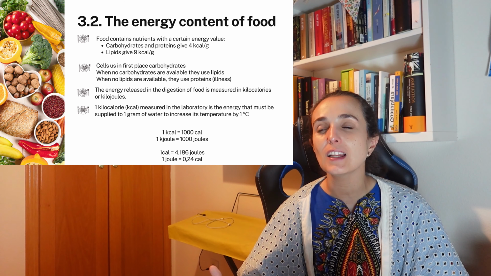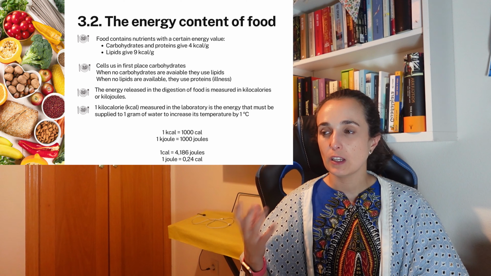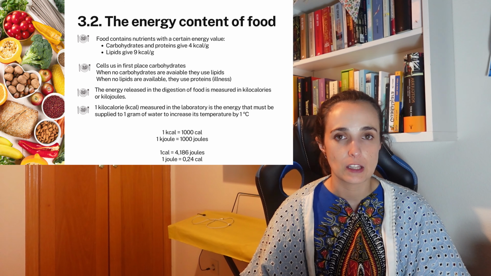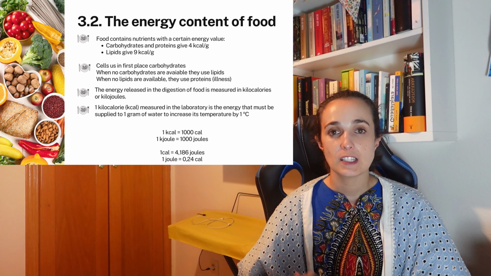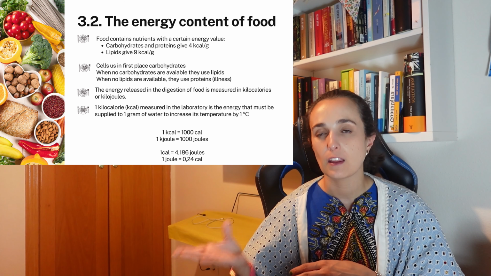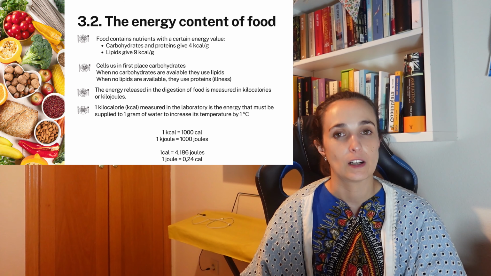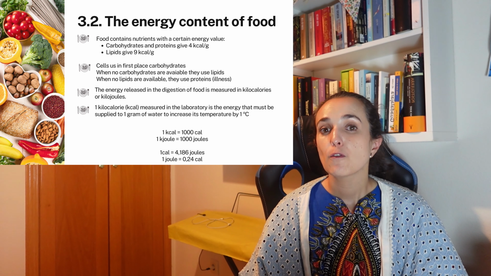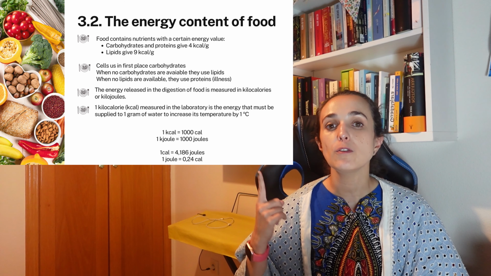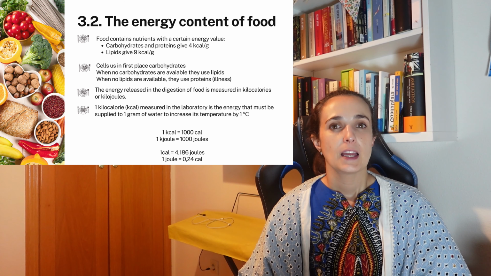It depends on the type of nutrient, and it depends on the origin. If the original molecule was a carbohydrate or a protein, the energy that we will obtain from each gram of carbohydrate or gram of protein is 4 kilocalories. But if we start from a lipid, for 1 gram of lipid we will get 9 kilocalories.